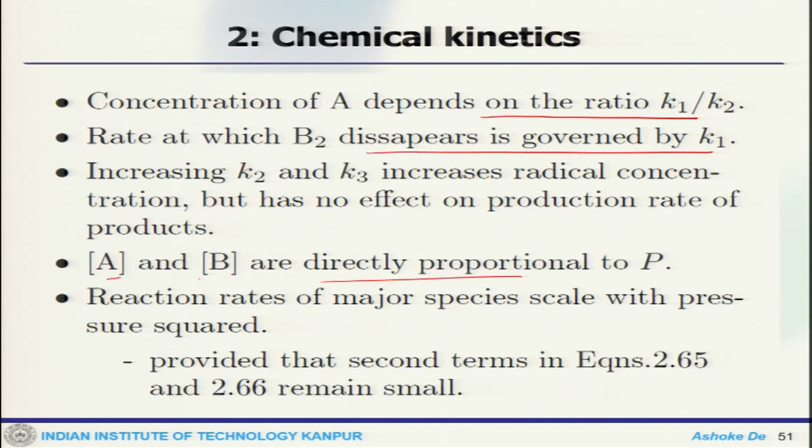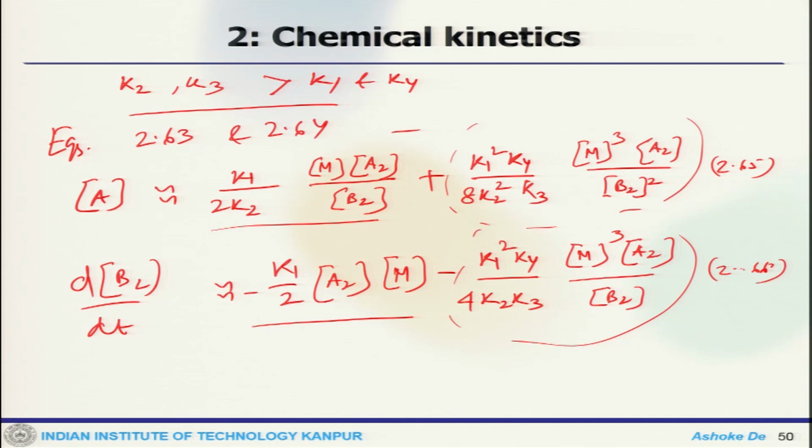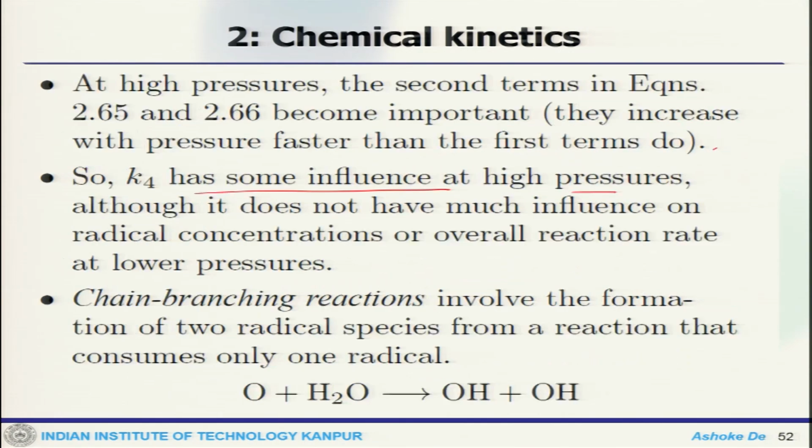So when you look at these two expressions, K4 has importance at high pressure, but not at low pressure. Chain branching reactions involve the formation of two radical species from a reaction that consumes one radical, for example O plus H2O2 giving OH and OH.